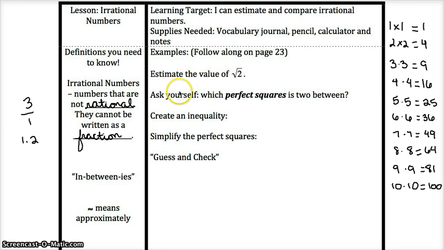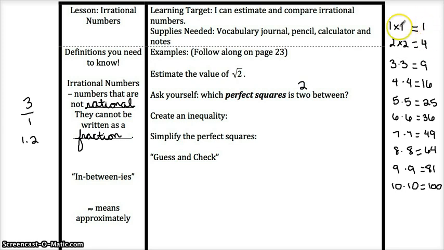Okay, let's go ahead and move on. The question on page 23 is asking you to estimate the value of the square root of 2. And here are the steps that you need to complete this problem. First, you have to ask yourself, which perfect squares is 2 between, the number 2? Which one is that between?